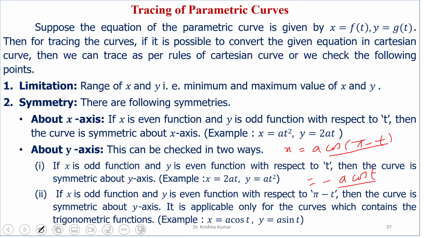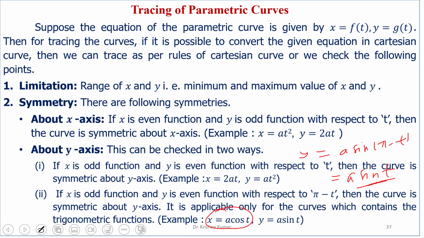If x is minus f of x, we can consider that x is minus a cos t with respect to pi minus t. Similarly, for y equal to a sin of pi minus t, but sin of pi minus t is nothing but sin t, so we can write a sin t. So here x is an odd function with respect to pi minus t and y is an even function with respect to pi minus t. Therefore, this is also symmetric about the y-axis. So while checking the symmetry about the y-axis, we have to check these two properties.